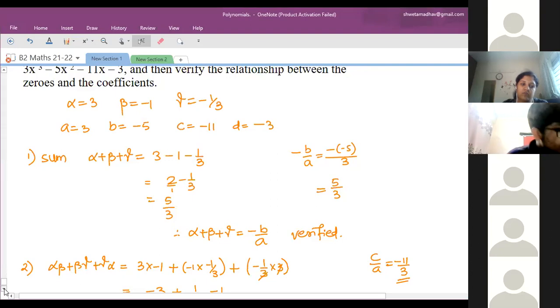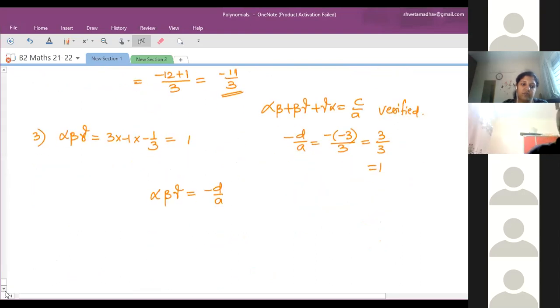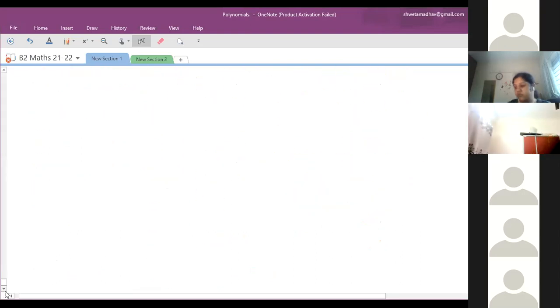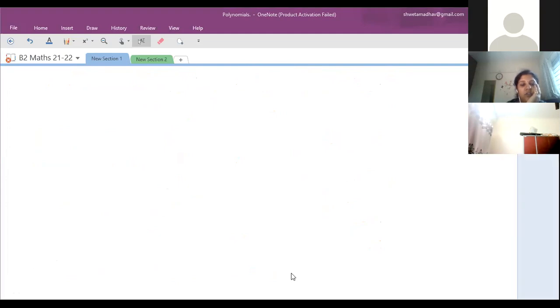Ma'am, in the 49th question, the zeros are 2, 1, and 1, right? Yeah. Ma'am, could you please read out the 49th question? I don't have the material. Verify that the numbers given alongside of the cubic polynomial below are the zeros. Better I will copy.